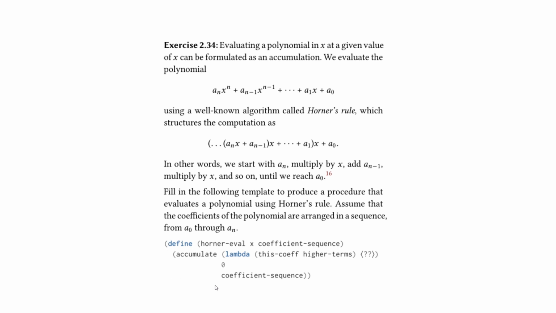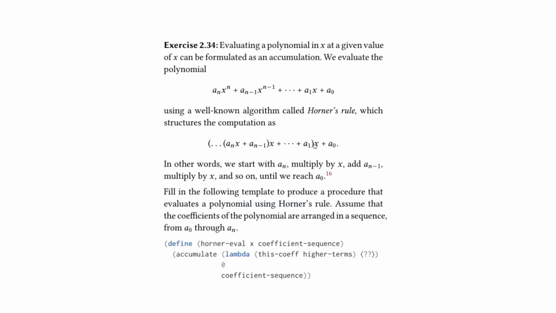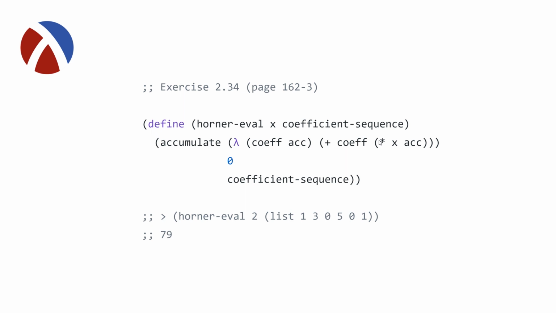It gives you most of the code, and you just need to fill in the 2 question marks here. If we do this, we end up with the following. We're making a call to accumulate. We have our lambda that is taking an accumulator for the second parameter, as this is a fold right, and then our coefficient. And as we saw, we basically just want to multiply our accumulator by X and then add the current coefficient. That's exactly what we're doing: multiplying X by our accumulator and then adding our coefficient, and we're done.